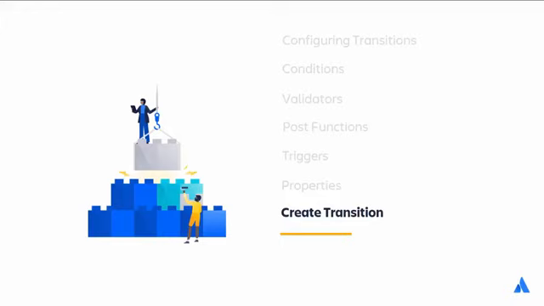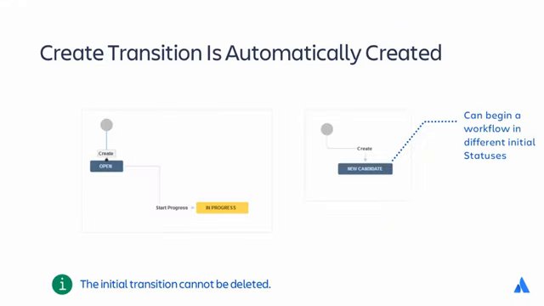There is one final thing to learn before we end this section on configuring transitions. The create transition, which is the initial transition of a workflow, is special. First of all, it is automatically created when a new workflow is created from scratch. It is always present and is executed when a new issue is created. The initial transition cannot be deleted.